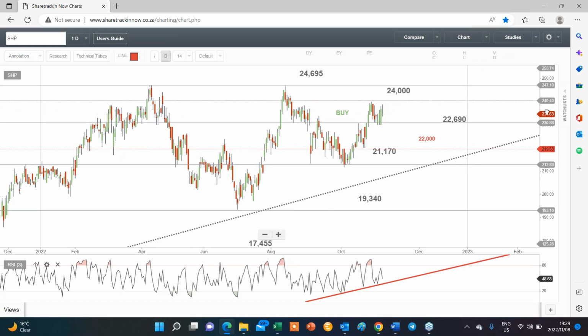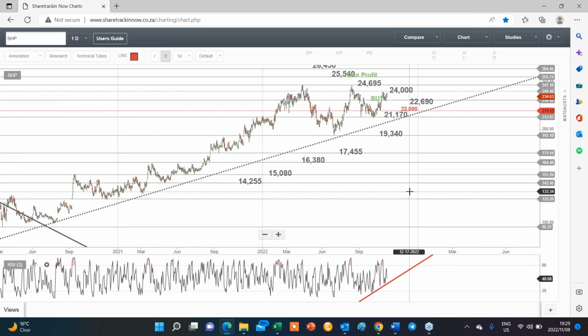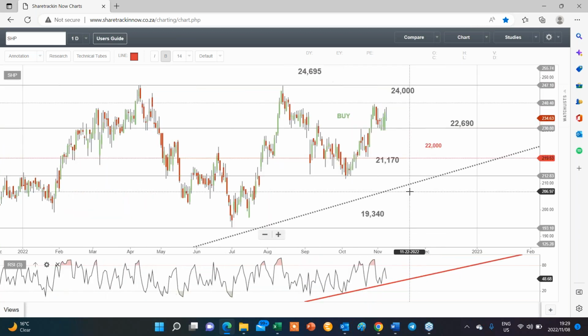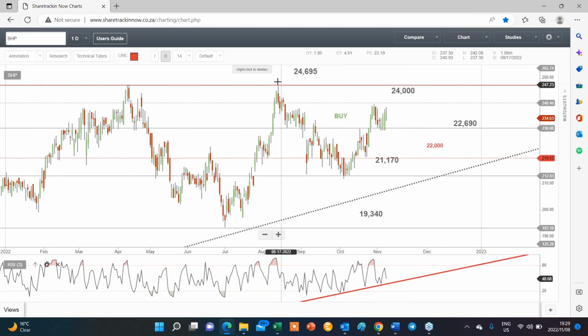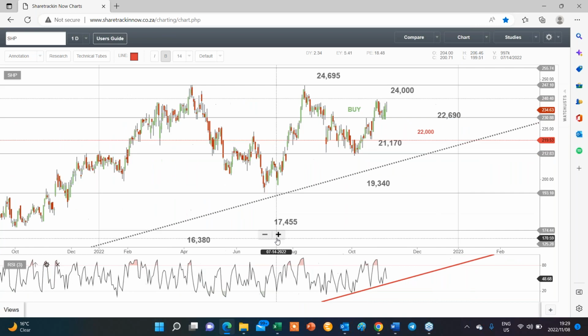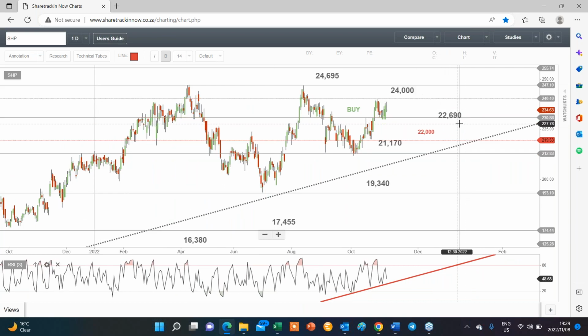Okay, ShopRite. It's got a little bit of upside potential. It pulled back in the form of a flag, so it's now broken out of its flag. It gave us a buy at 226.90 and has bounced on that level. That's pretty cool.